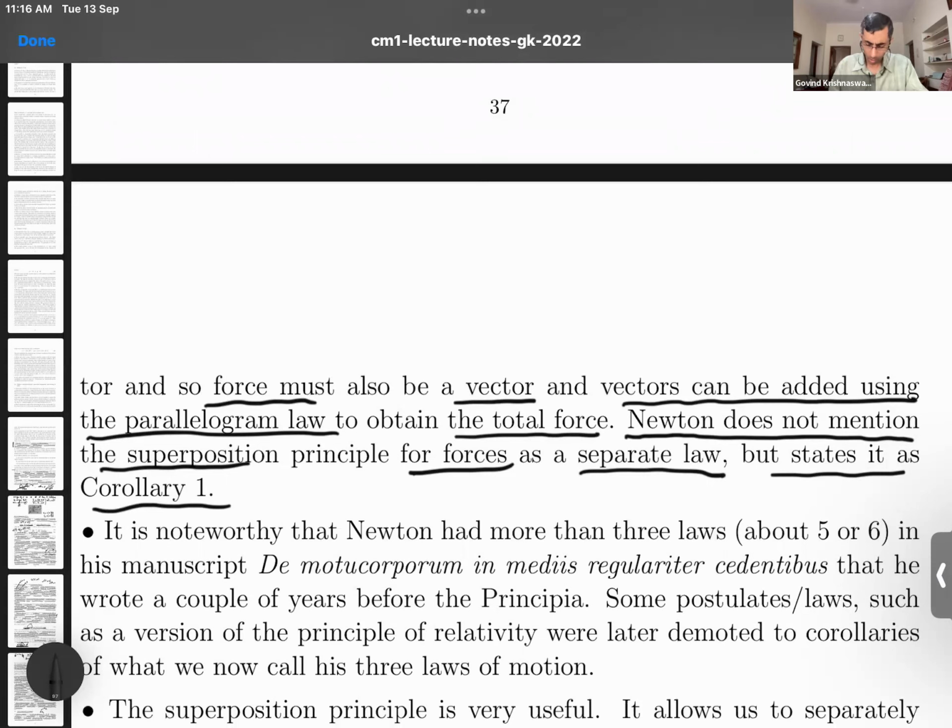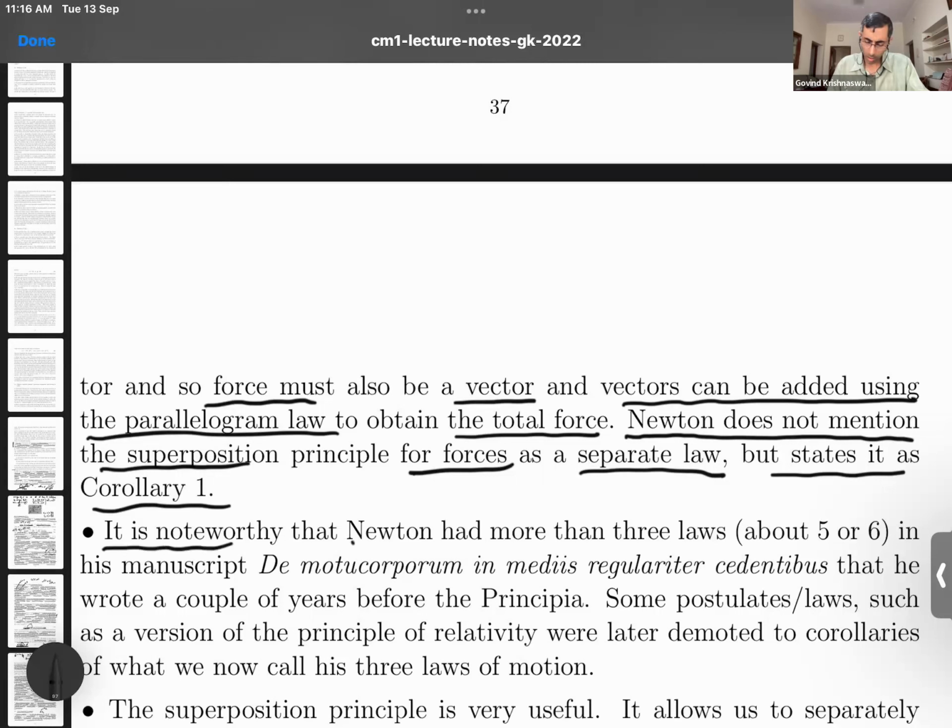Okay, but it's very useful and we will exploit it, and I think already some questions about it were raised. Ryan had asked about different forces, different causes. You can combine them.